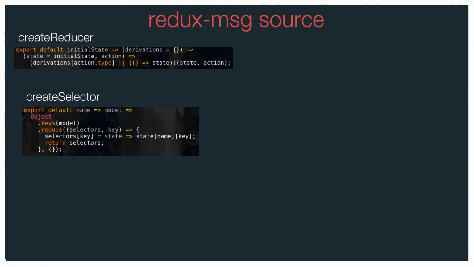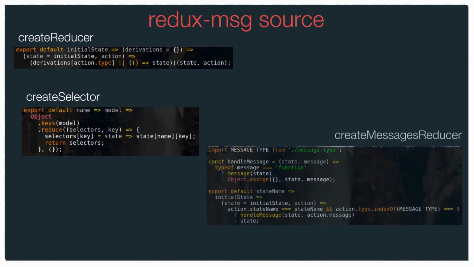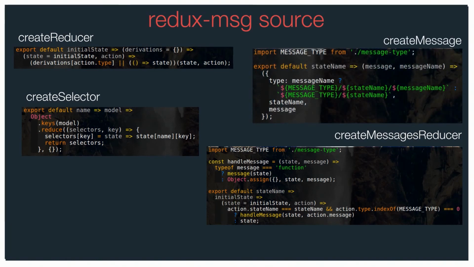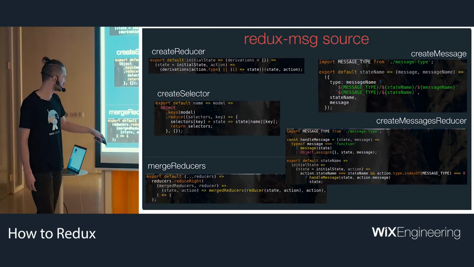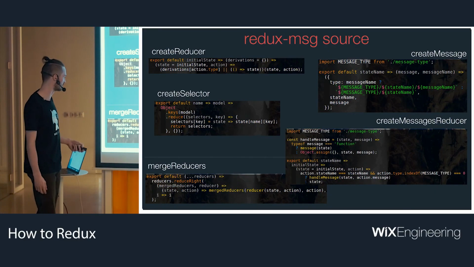So this is the create reducer. Create selector is basically a reduce function. Everything in Redux is reduced, right? Create messages reducer is slightly more complicated, but still like 10 lines of code. Create message basically just returns an object, so pretty much no logic. Well, there is a ternary operator, but not much. And merge reducers is also like 5 lines of code.